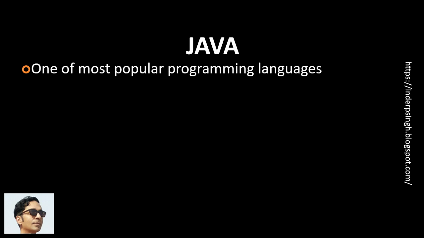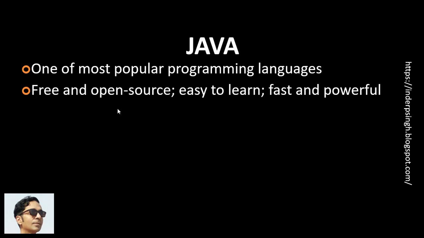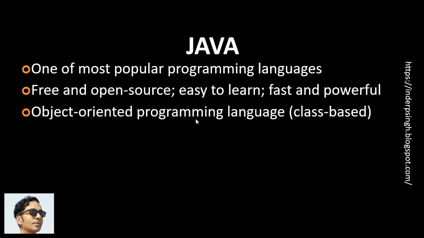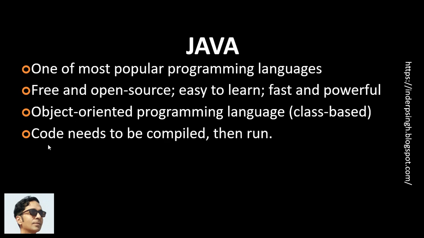You may know that Java is one of the most popular programming languages. It is free, open source, and easy to learn. Java is also fast and powerful with many features. Java is an object-oriented programming language, meaning that you can code in Java easily using properties and methods of objects. You will see many examples of objects in these Selenium videos. In Java, the code needs to be compiled and then run. The current version of Java is Java 17.